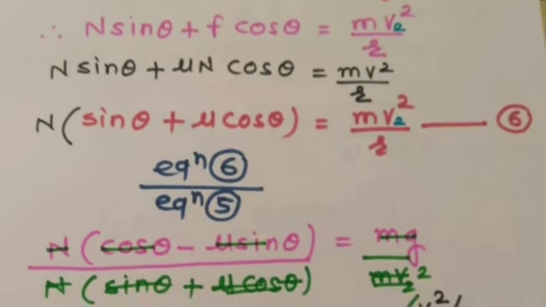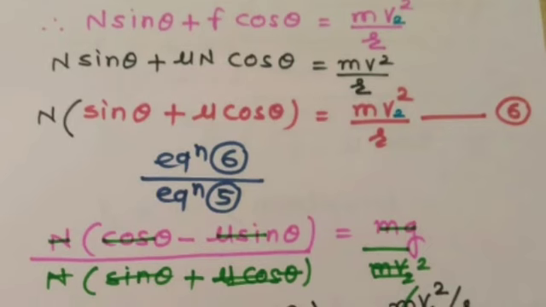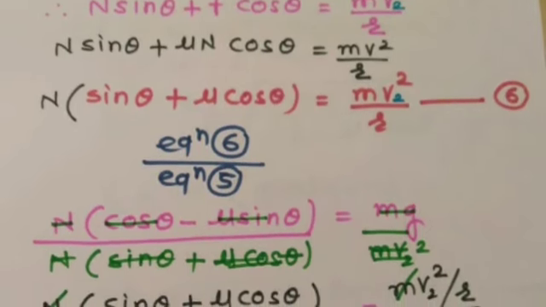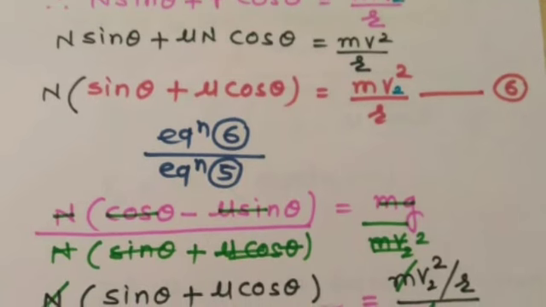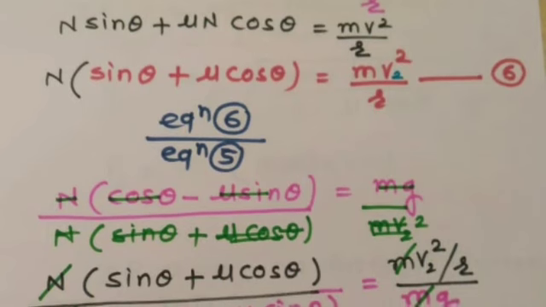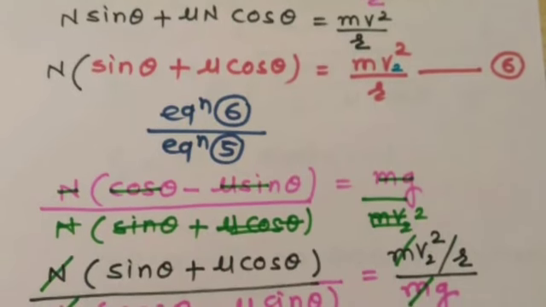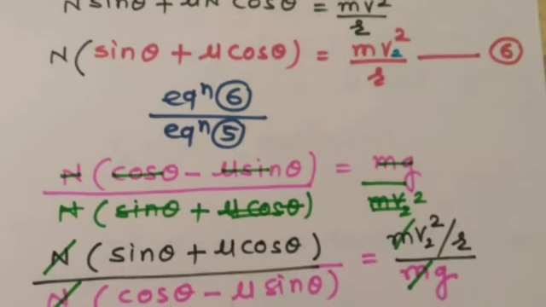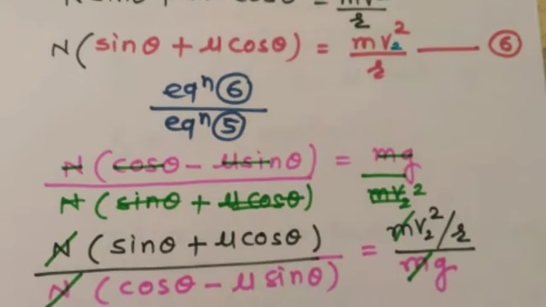Therefore n sin theta plus mu n cos theta is equal to m v2 square upon r. Take n common, so n in bracket sin theta plus mu cos theta is equal to m v2 square upon r. Equation 6. Divide equation 6 by equation 5.